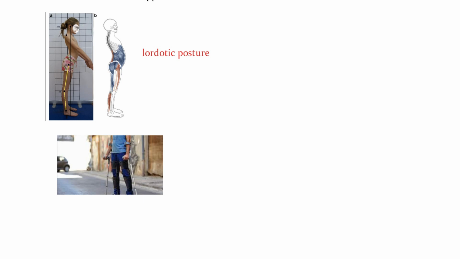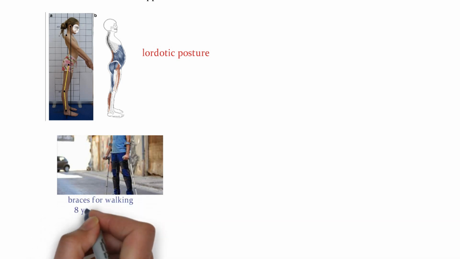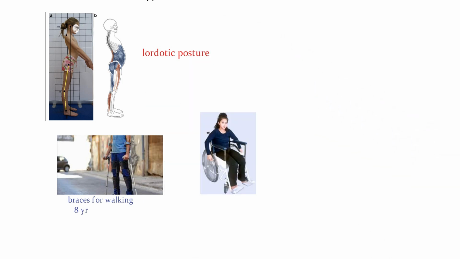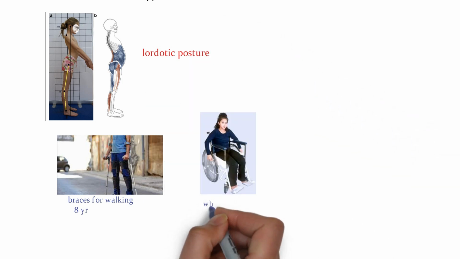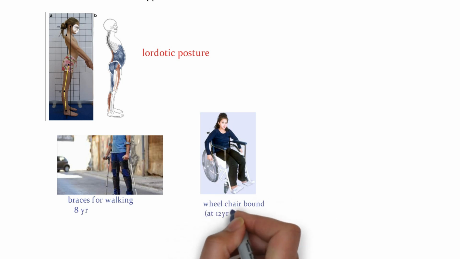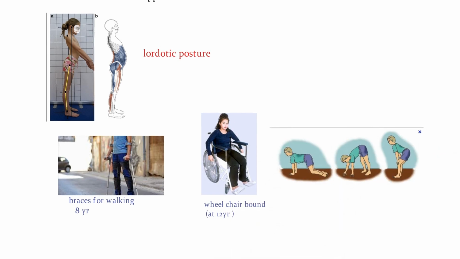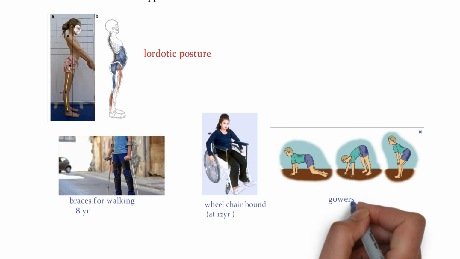So this Duchenne muscular dystrophy is an inherited progressive myopathic disorder, right? And that's why there is progressive weakness of the muscles and therefore there is a requirement of braces for walking at about 8 years of age. The patient may be wheelchair bound at about 12 years of age. And in this disease, we find a specific sign which is called Gowers' sign.